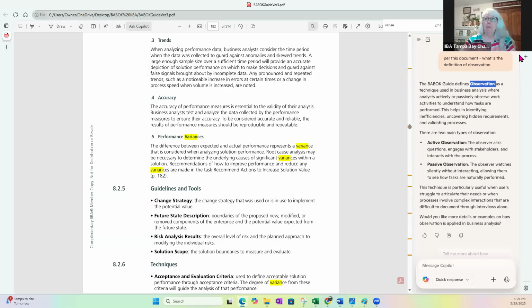I had this up. I opened up Copilot. I did not add my Babok into it. And I just said, per this document, what is the definition of this term? And it gave me a really pretty thorough definition. So you've got a new tool to be able to search your Babok or anything else and get it to give you information. Remember, it hallucinates periodically.